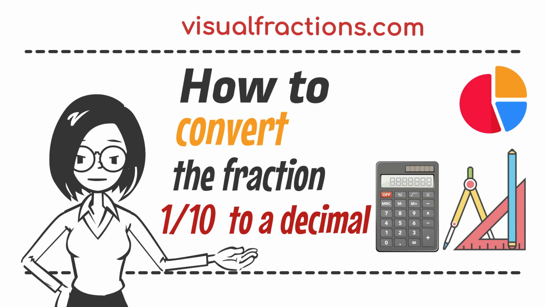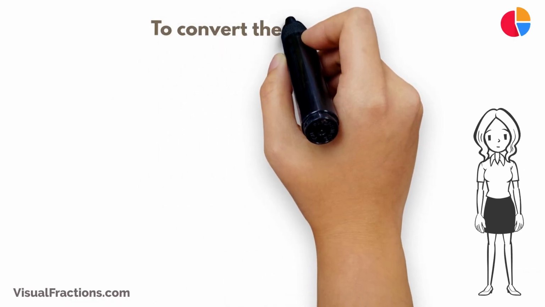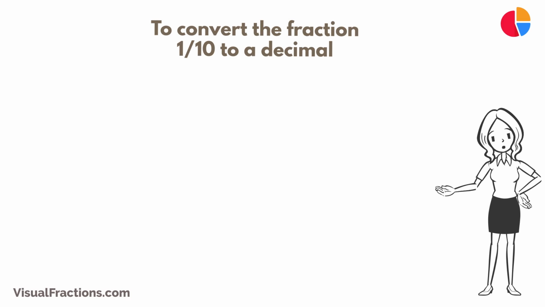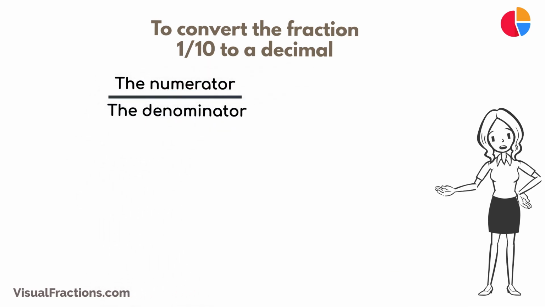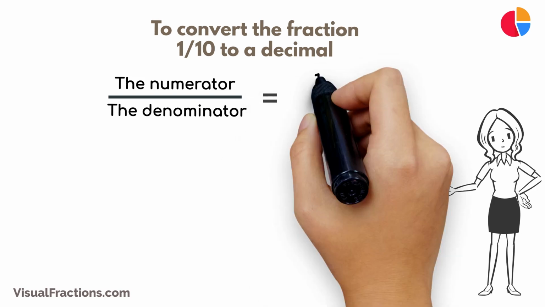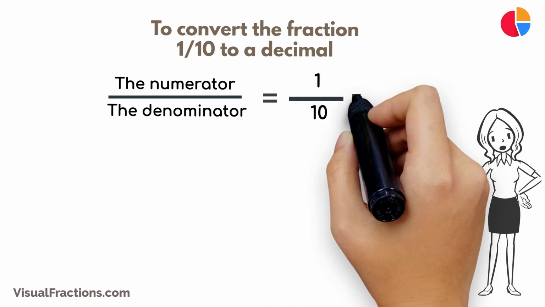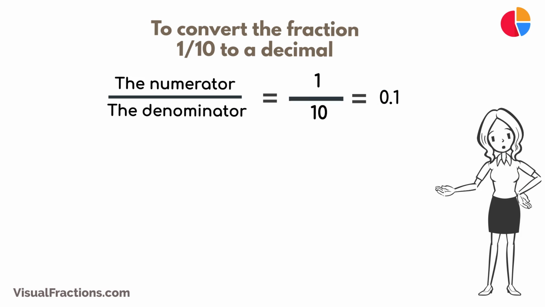Today, we're going to explore how to convert the fraction 1/10 to a decimal. To convert the fraction 1/10 to a decimal, all we need to do is divide the numerator, the top number, by the denominator, the bottom number. So, we simply divide 1 by 10. The answer we get is 0.1.